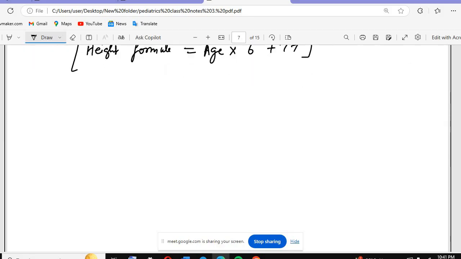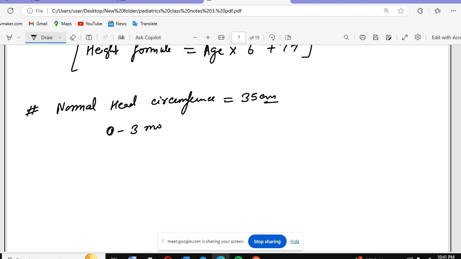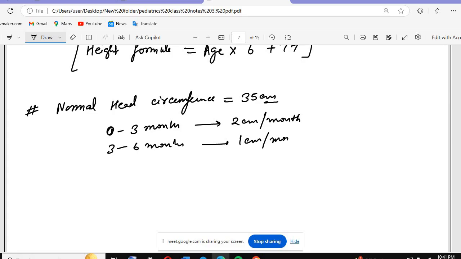Then remember the normal head circumference, which would be around 35 centimeter. From 0 to 3 months, it increases 2 centimeter per month. From 3 to 6 months, the head circumference increases by 1 centimeter per month. From 6 to 12 months, it increases by 0.5 centimeter per month.